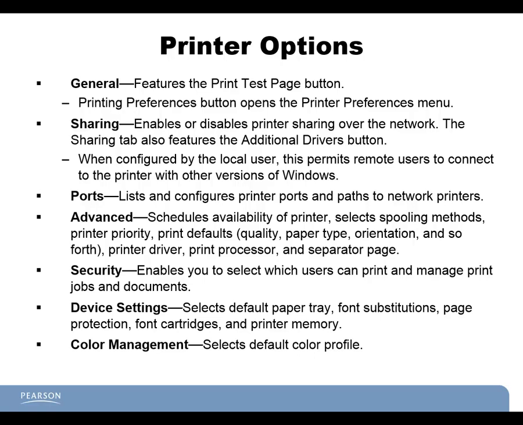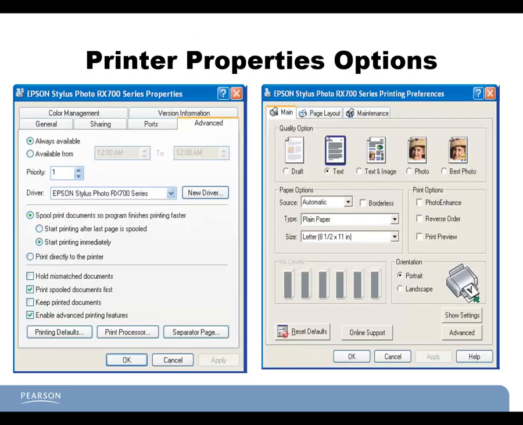Sharing enables you to share that printer over the network to other computers. This is especially important for home users as they may only have one printer for 3 or 4 computers. Ports will list the ports and the way to attach to the printer via the network. Then under Advanced, you'll have settings where you can tell it what type of paper. If your printer has more than one bay for paper, you tell it which bay you're going to print from. You'll also have some device settings and color management options.